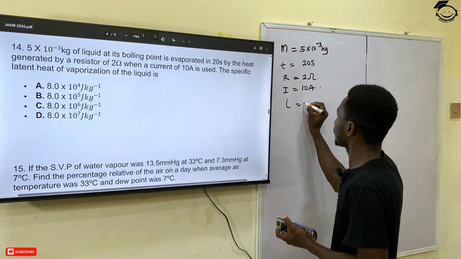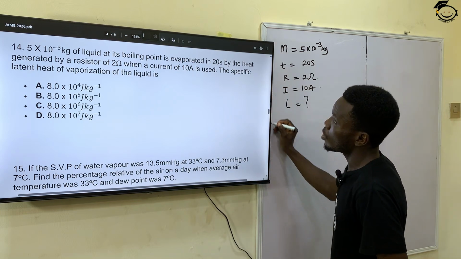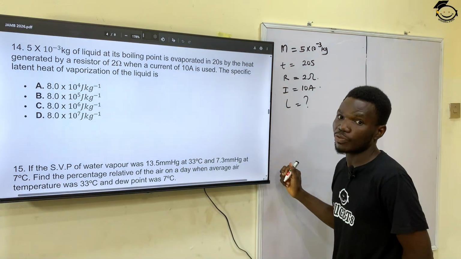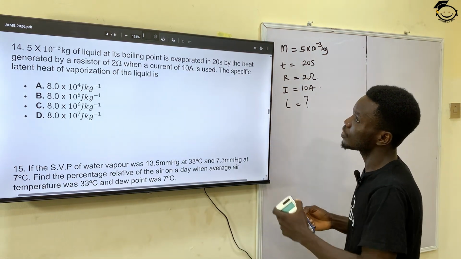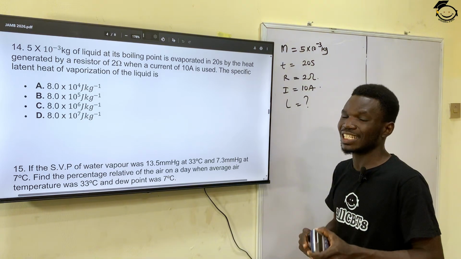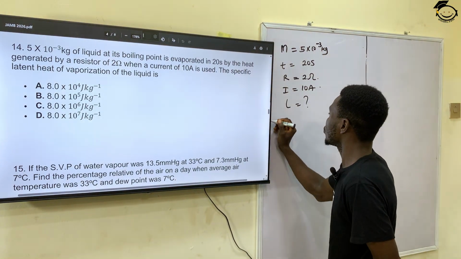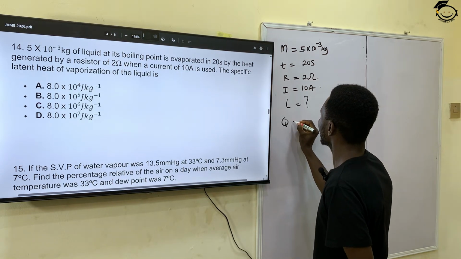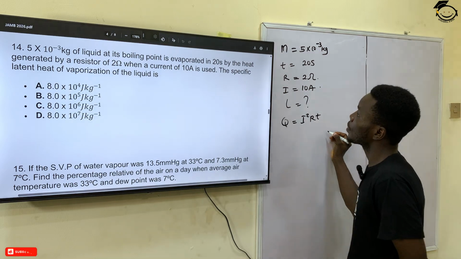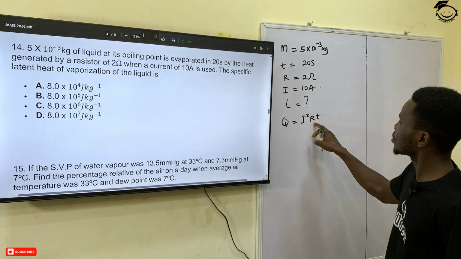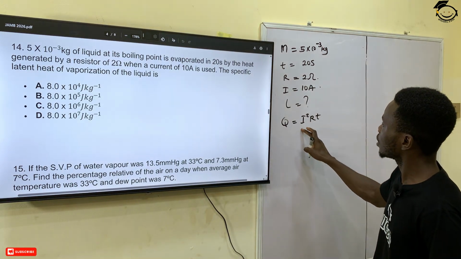We do not know. So, we know from what we already established on specific heat capacity and latent heat that heat lost by this particular resistor must be equal to the heat gained by the liquid. And since the resistor is electric, it means that the work done in the resistor, which you already know, Q in this resistor is going to be I squared RT. This is the formula since we have current, we have resistance, and we have the time. So this is the formula for calculating the work done in the resistance.